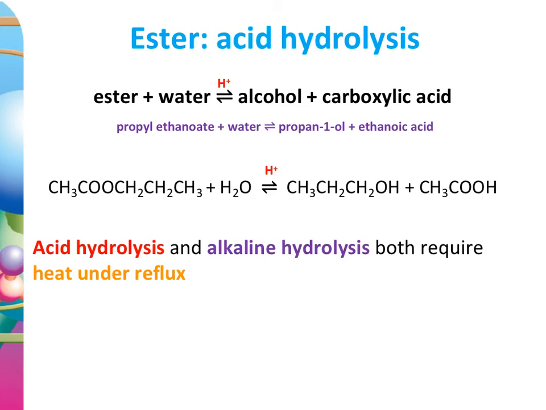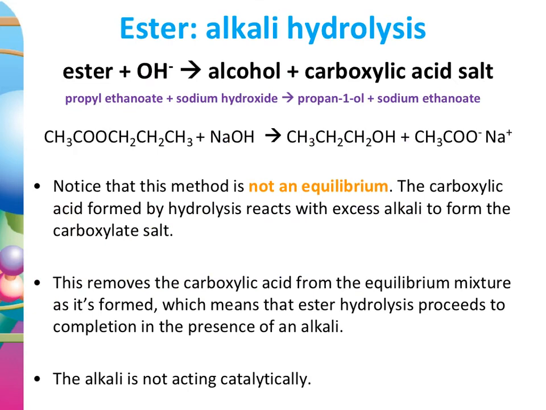Now the alkaline hydrolysis is a little bit different, as we'll see. Here we've got our ester and we're adding an alkali, sodium hydroxide, and we're getting our alcohol, but we're not getting a carboxylic acid as a second product, we're getting a carboxylic acid salt. So our example here is we've started with propyl ethanoate, we're reacting it with sodium hydroxide, and we're making propan-1-ol and sodium ethanoate. So we've got our carboxylic acid salt there.